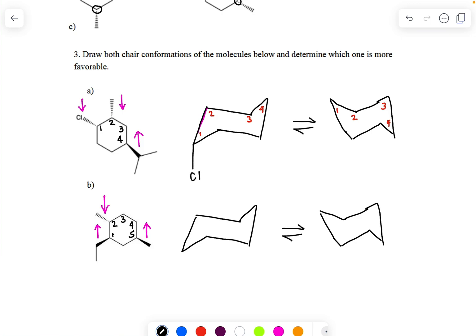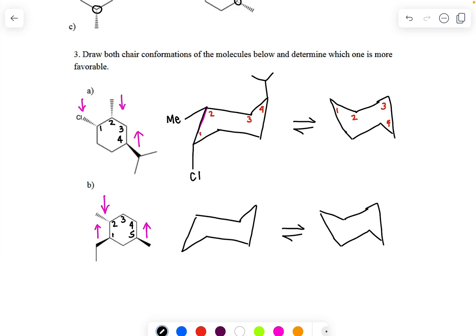At carbon number 2, I have a methyl group, that's going to be facing down. That's going to make that equatorial. And then I don't have anything at carbon number 3. At carbon number 4, I have an isopropyl, that should be facing up, which means that's axial.